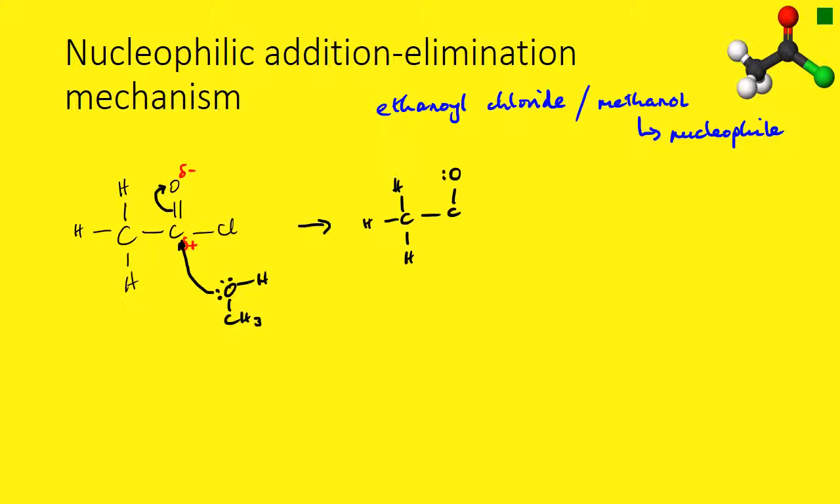That oxygen had two lone pairs, as it always does. It's got three lone pairs because those last two electrons I just drew were the ones that were in the double bond. So now it has both of those electrons instead of just one, and that gives it a -1 formal charge. The chlorine is still on at this stage, but now the methanol molecule has attached itself to the carbonyl carbon.